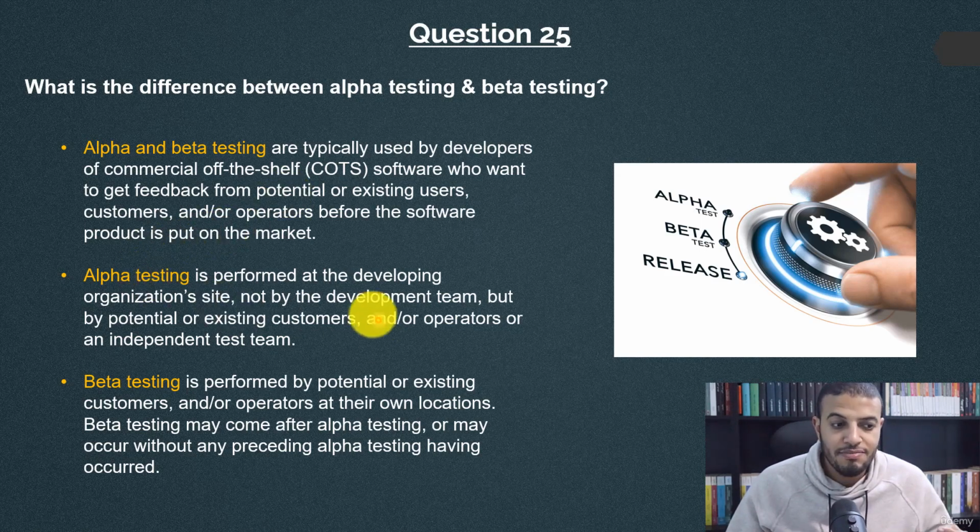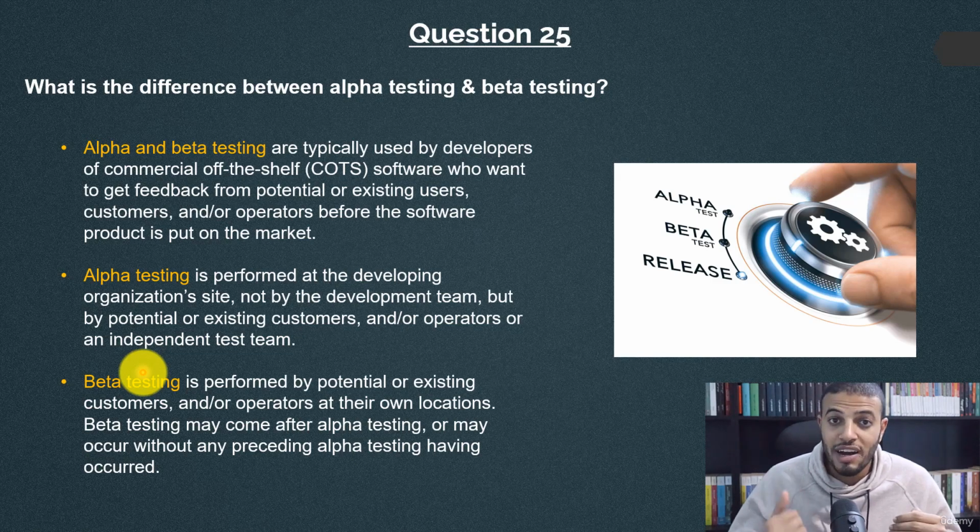So alpha testing is performed at the developing organization site. So if we are performing alpha testing, this means that we will invite the users or the stakeholders to our development organization and they will test it under our supervision, okay? So it is not done by the development team, but by potential or existing customers and operators or an independent test team. On the other hand, beta testing comes after alpha testing.